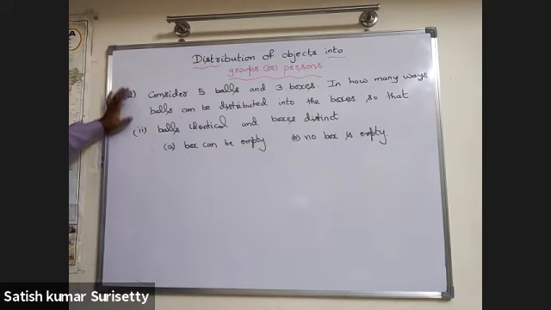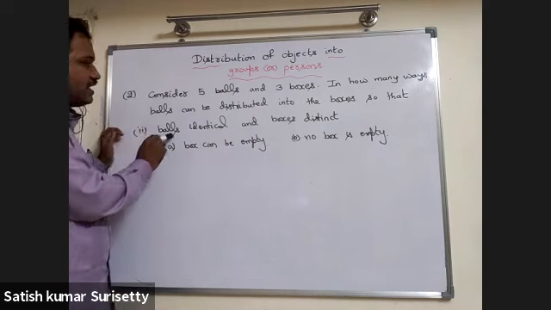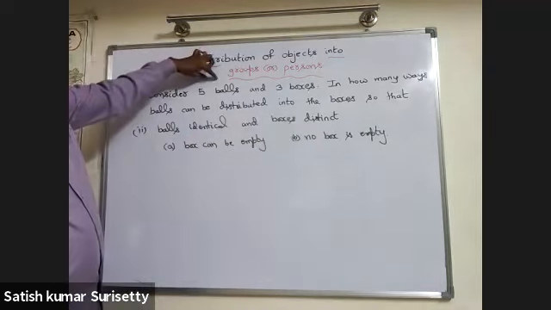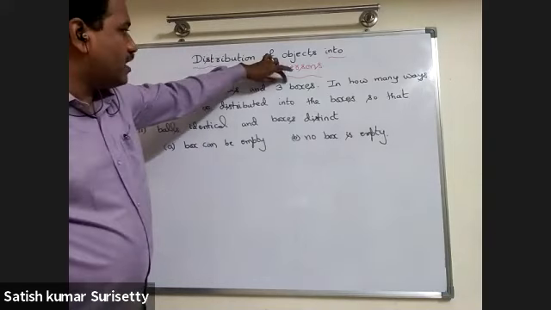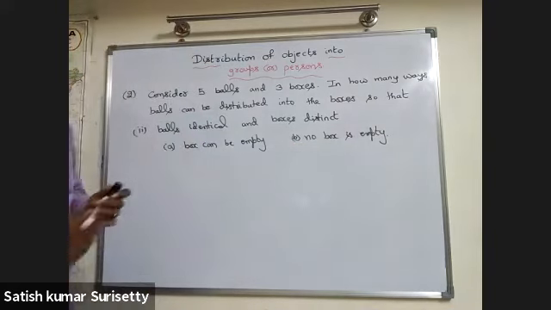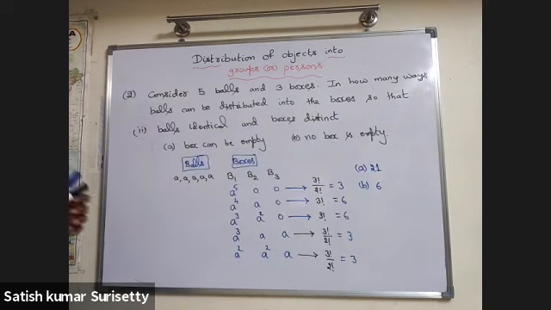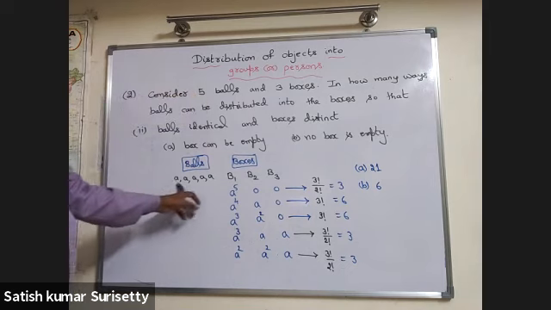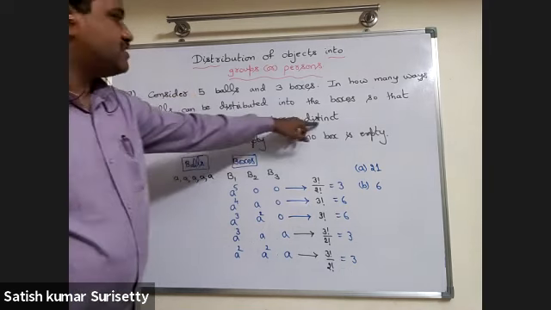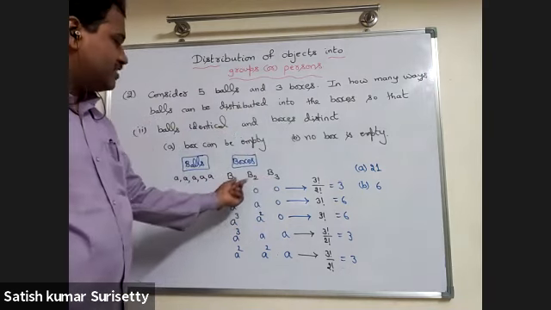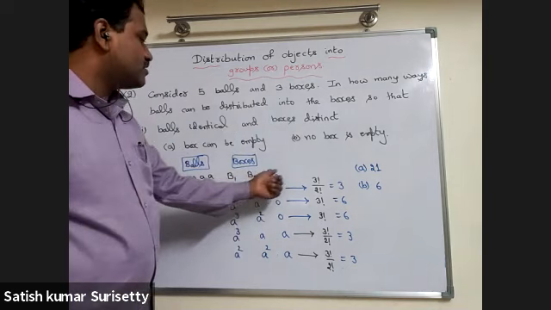So for the same problem, the second bit is: if the balls are identical and boxes are distinct, then in how many ways can 5 balls be distributed into 3 boxes such that a box can be empty and no box is empty. Now here balls are identical, so we are using the same symbol A 5 times. And because boxes are distinct, we are using the symbols B1, B2, B3. That means you can differentiate the first box from the second box and the third box.